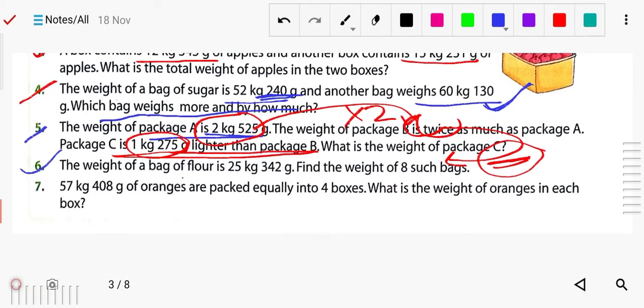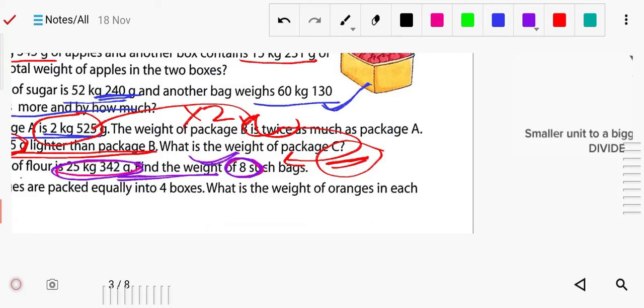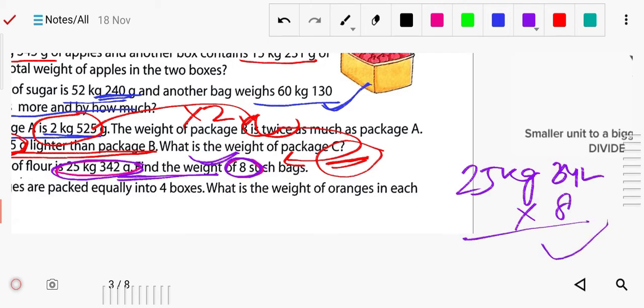Number 6. The weight of a bag of flour is 25 kg 342 gram. Find the weight of 8 such bags. The weight of one bag is given, and we have to find the weight of 8 bags. What you have to do? Simply multiply it by 8. You can write it as 25 kg 342 gram and multiply it, and you will get the answer.